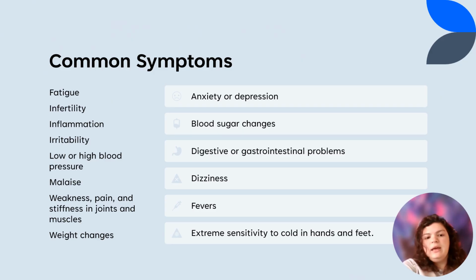Some common symptoms that are seen quite frequently through autoimmune diseases that aren't particular to a certain one, they're just kind of common, are fatigue, infertility, inflammation, irritability, low or high blood pressure, malaise, weakness and pain, and stiffness in joints and muscles, weight changes, either losing weight or gaining weight, anxiety or depression, blood sugar changes, GI issues, dizziness, fevers, and extreme sensitivity to cold in the hands and feet, also known as Raynaud's.